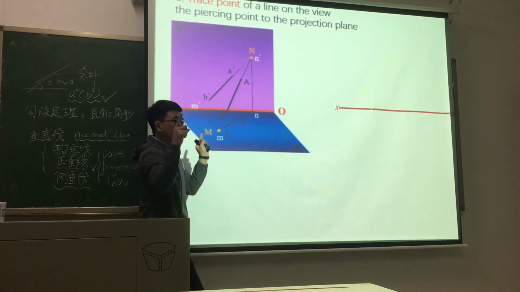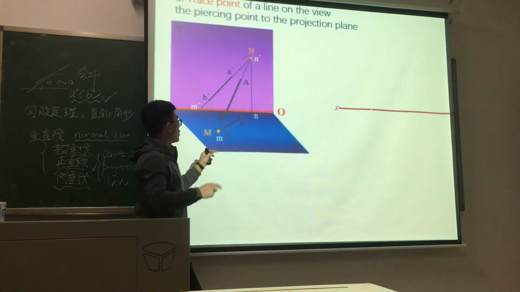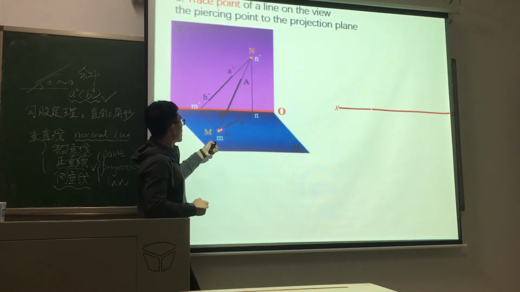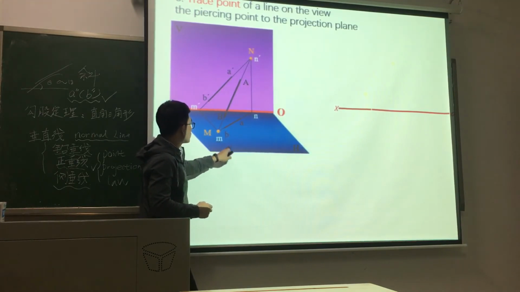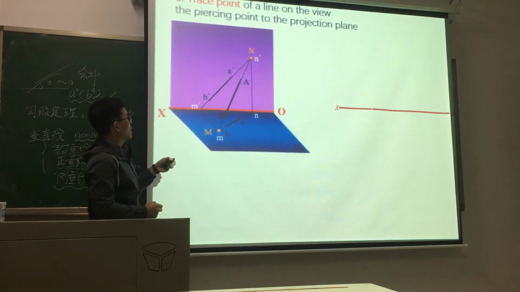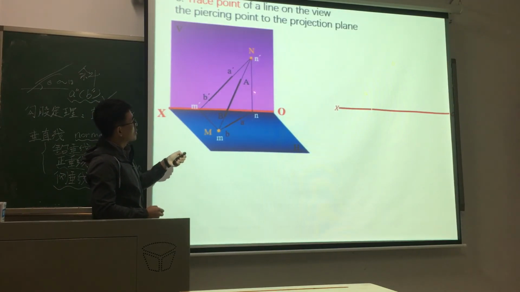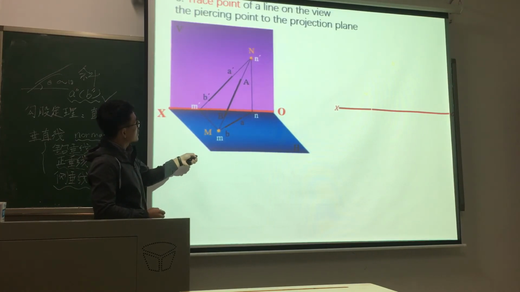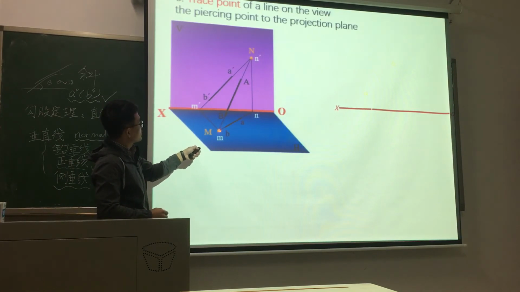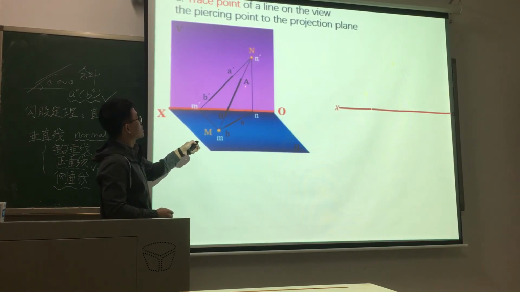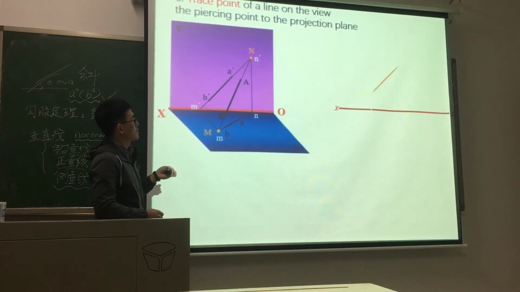AB is a line segment, which has a length. You can extend it to a straight line, and a straight line has no length. So you can extend it to the intersection with the H plane and the intersection with the vertical plane. You can see this from the projection view. We call this M, M1. M is the trace point on the H plane. The N point is the trace point on the V plane.